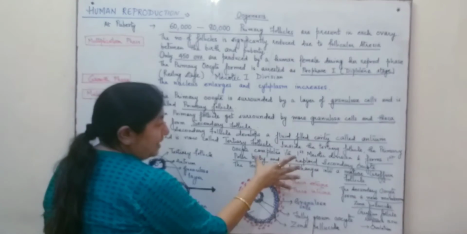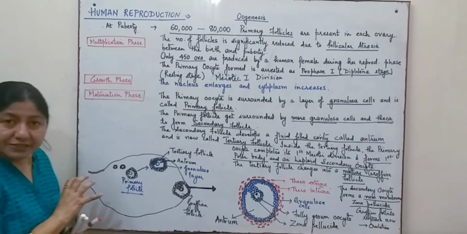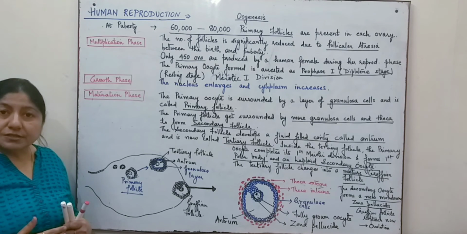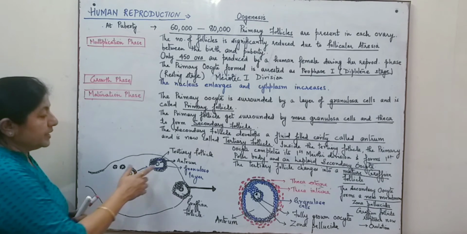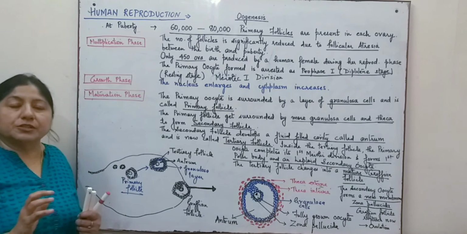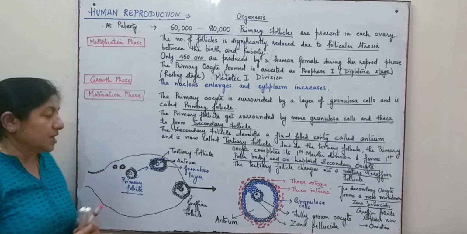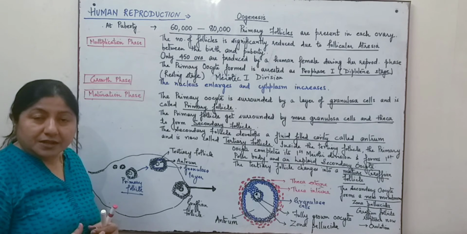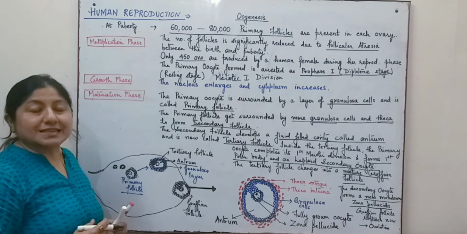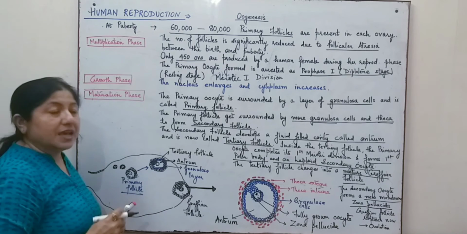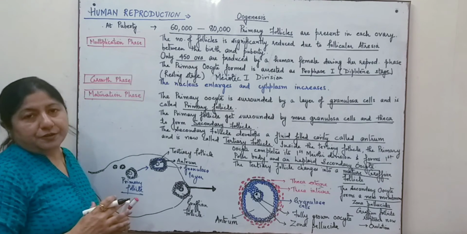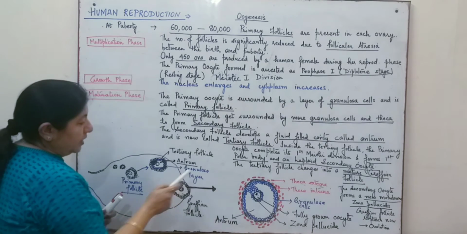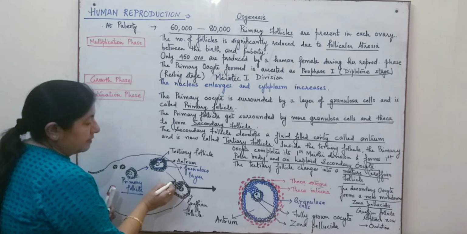The antrum is a fluid-filled cavity, and it contains the secretions of both the granulosa cells and the theca cells. So it provides a congenial environment, a microenvironment, due to the secretions of the granulosa cells and the theca cells. It is the right kind of environment for the development of the secondary oocyte. Now, this tertiary follicle then changes into the Graafian follicle.